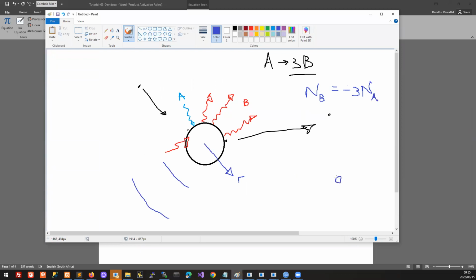Let's draw it here separately. So there's the particle. And then we just pick some arbitrary radial position and we say, at this position R, I'd like to know what's the total molar amount of A that's crossing this boundary.